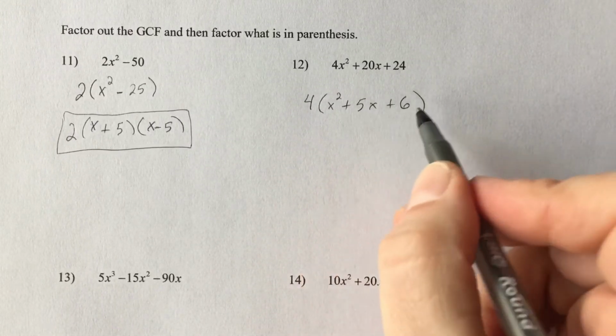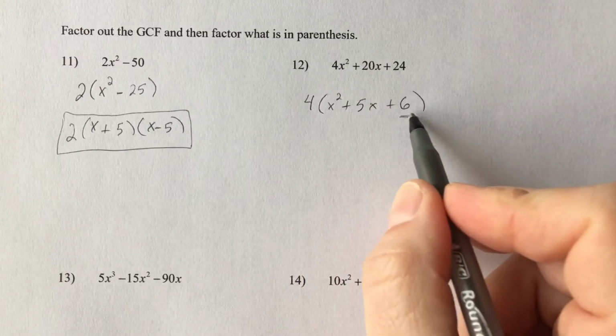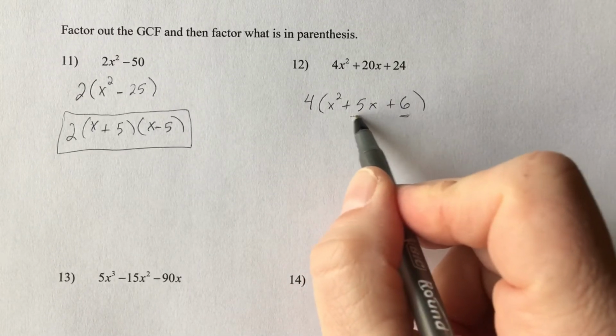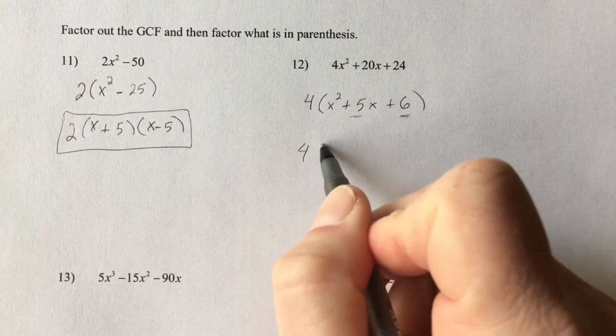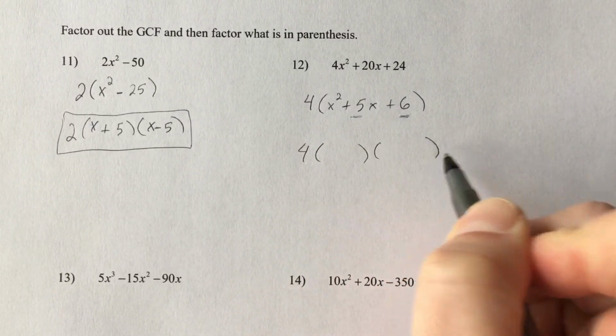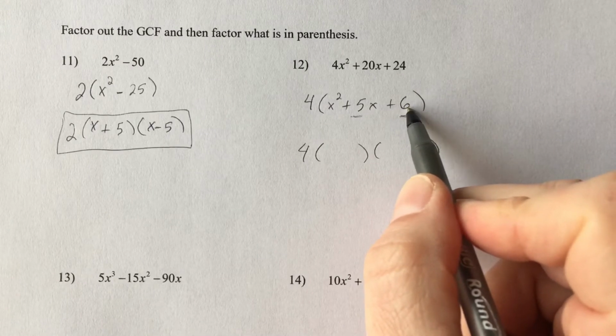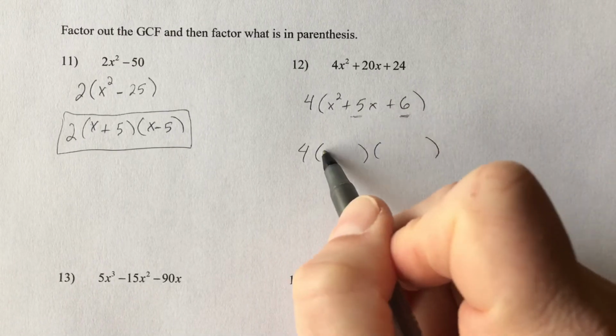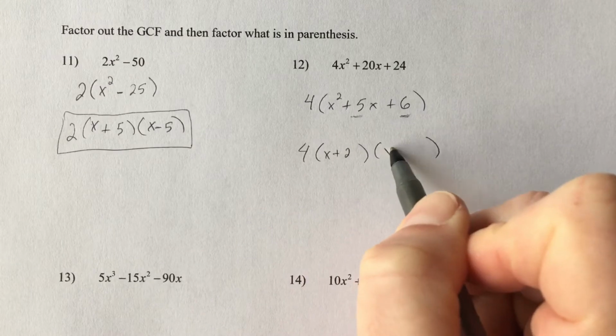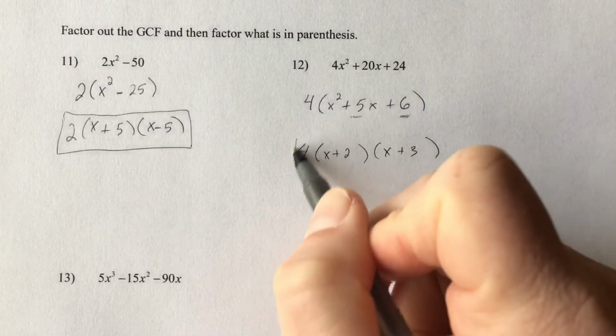Now I'm looking inside, and I'm looking for 2 numbers that multiply to equal 6 and add to equal 5. And again, these are 6 and 1, but that adds up to 7. But 2 and 3. 2 times 3 gives me 6. 2 plus 3 gives me 5. So I'm going to use 2 and 3.